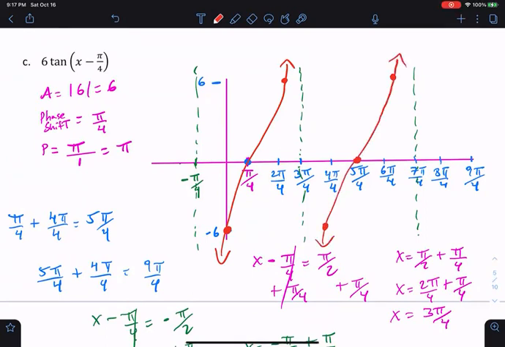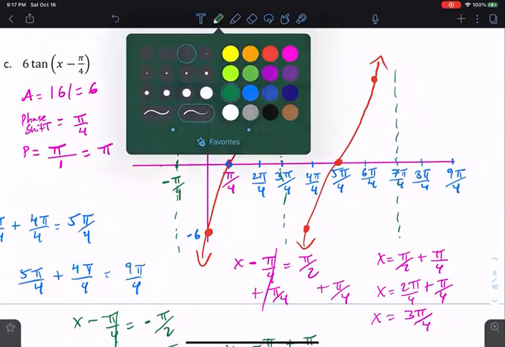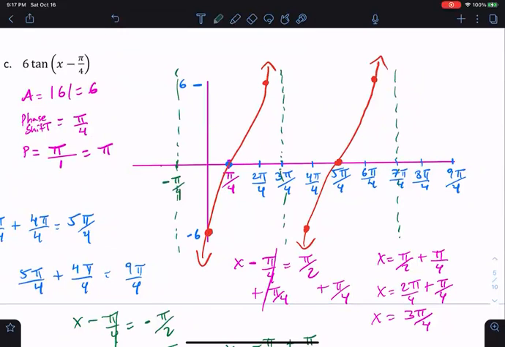Okay, and then they want you to do 2 periods, right? So we did 5 pi over 4, 9 pi over 4. So if we do one more, let's do that. Let me put that here. So the next one should be at 10 pi over 4, right? And let's find out what the next asymptote will be. So 7 pi over 4 plus a period is 4 pi over 4, right? So that's going to be, yeah, 7 pi over 4 plus 4 pi over 4 is 11 pi over 4.